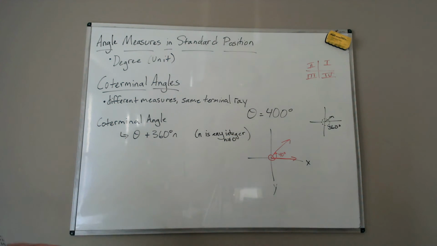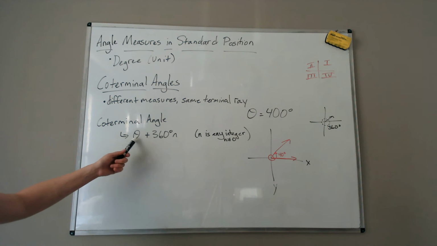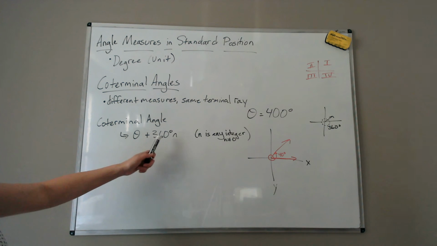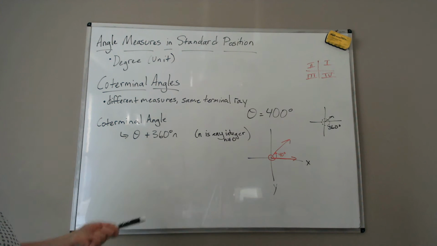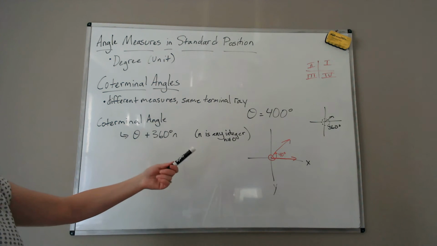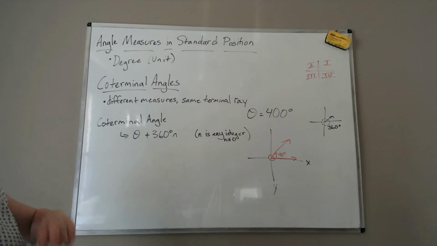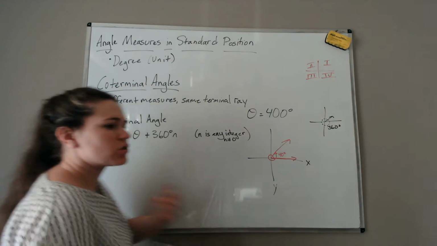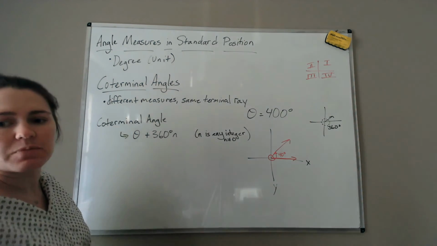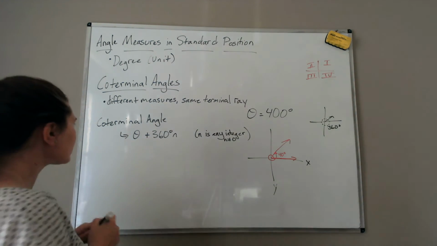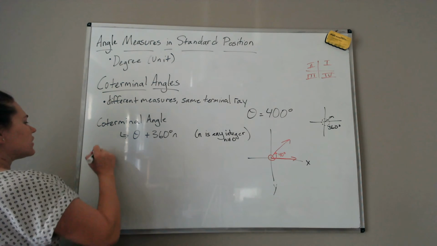Okay, so what this means is, if I took theta, and if n was 1, if I add 360 once to theta, I'd be at a coterminal angle. If I set n to be 2, that means I'm going to add 360 twice. I'd be back at the same exact terminal spot. Okay, so let's do this.